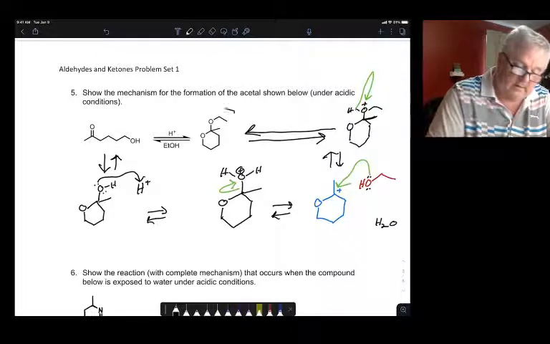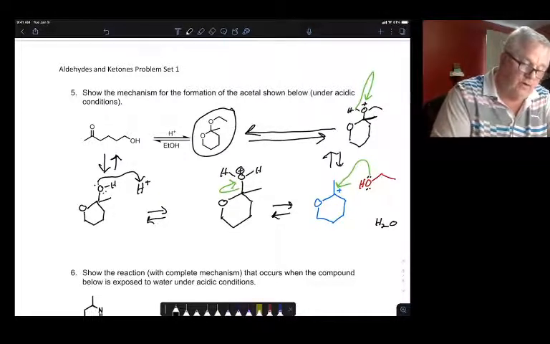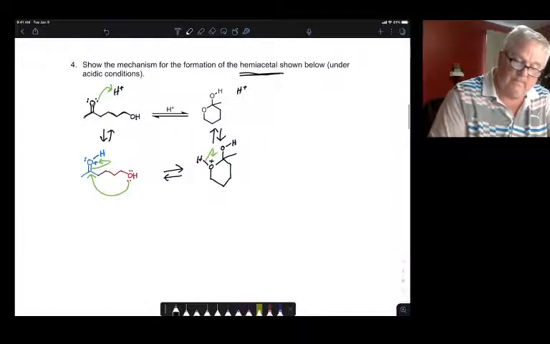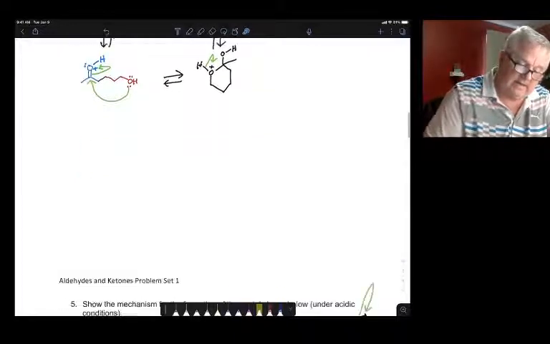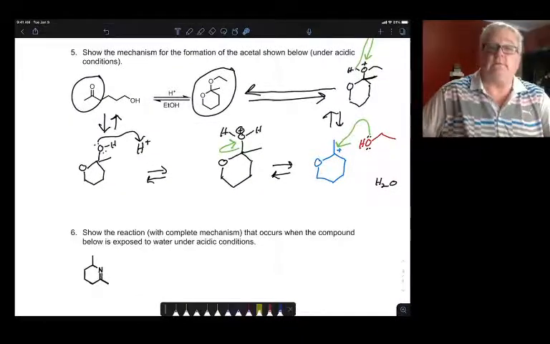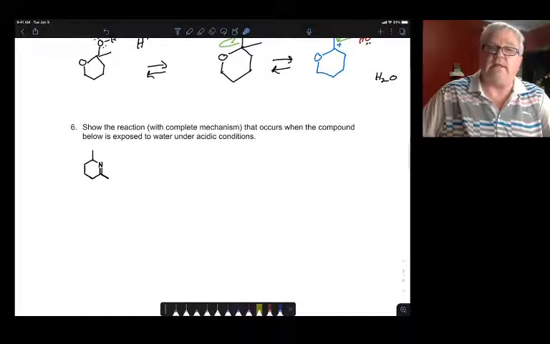It's an acetal. Okay? So what you need to recognize is that when you go from a ketone to an acetal, there's a hemiacetal intermediate. So I just used that hemiacetal intermediate. Why repeat it? There. Okay, so we'll take a look at number 6 next.